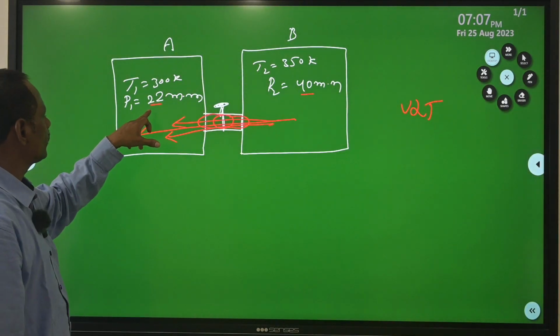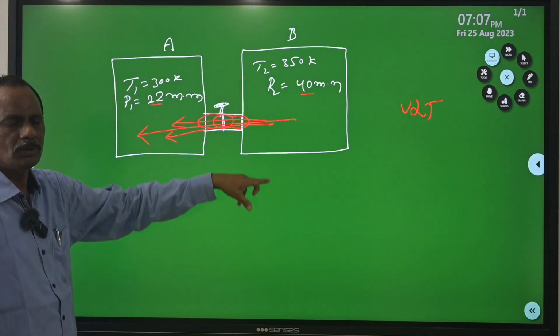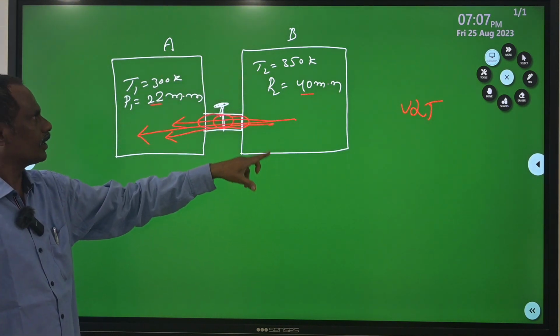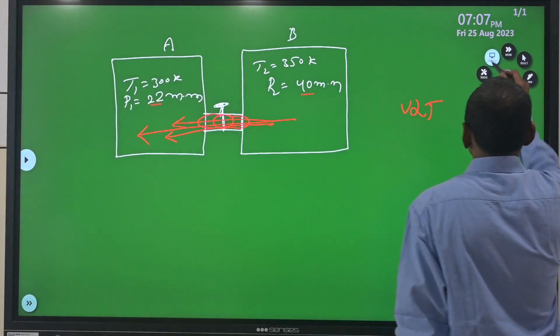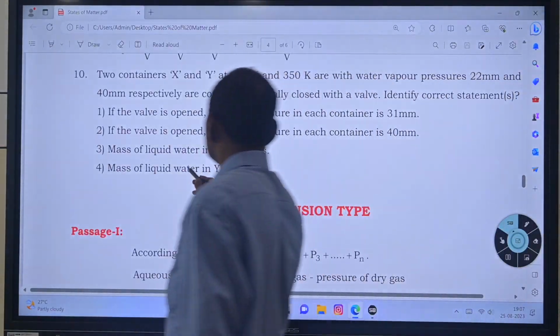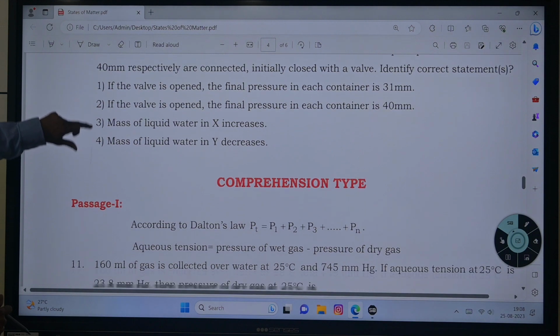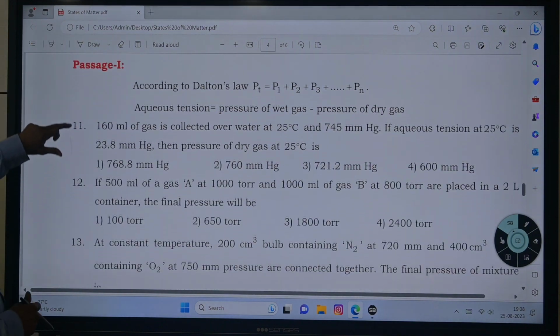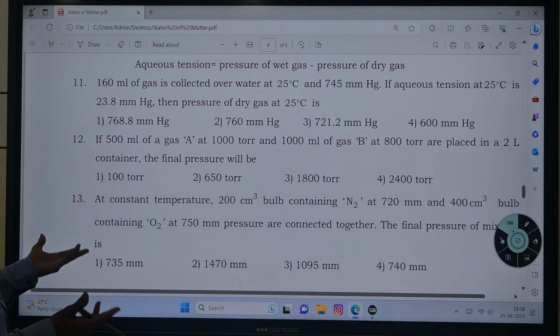Yes, 22 millimeters. The liquid volume increases in container X or A, and the mass of liquid water decreases in container B or Y. Yes, this is somewhat a different question, that's an advanced model. Yes, in the conference session, all are given. In the 11th question, it is so easy.